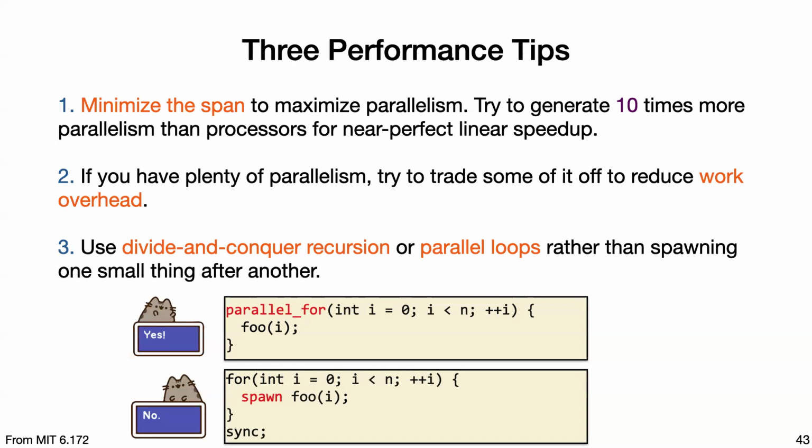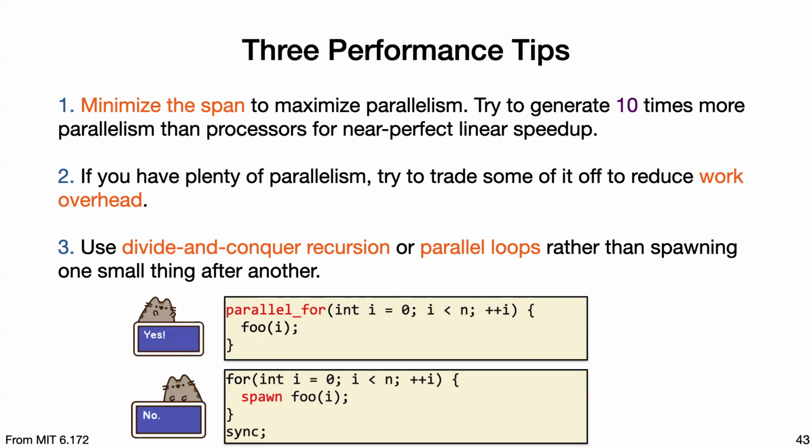Yeah, okay, these are just a couple notes. In general, you want to minimize the span, because minimizing the span maximizes the parallelism, since the span is in the denominator. And from a practical perspective, ideally you would like to have at least 10 times the number of processors in your parallelism. And if you have a lot of parallelism, sometimes you can trade parallelism to reduce the work overhead, or maybe reduce the space overhead. We'll see an example of how to do that later.